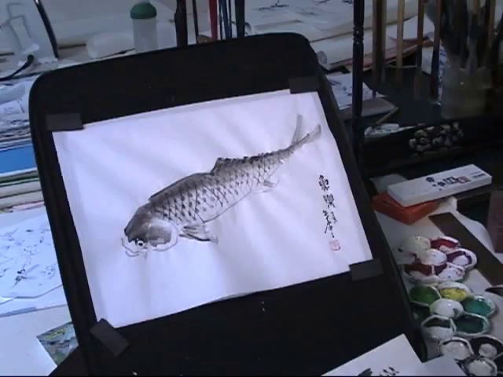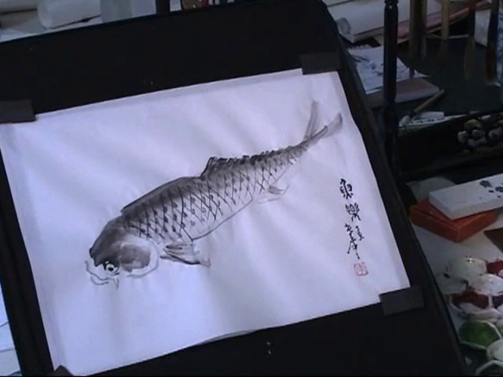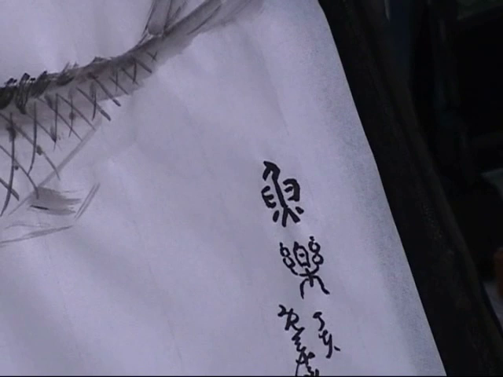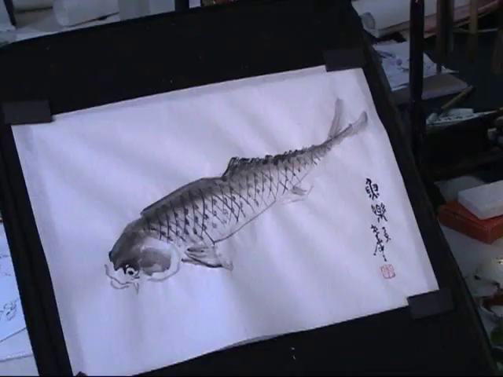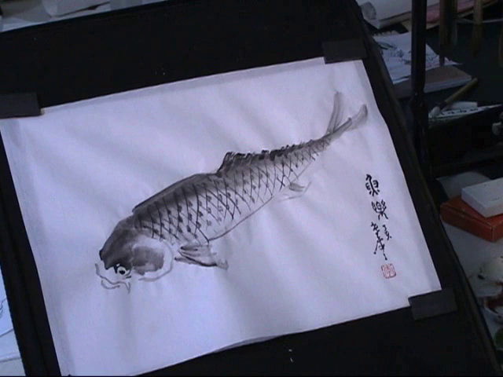Okay, let's take a look at this complete picture. Here's the fish, and the title I wrote on this picture is Happy Fish. Happy Fish is a famous story in Chinese history. It's derived from the conversation between the Taoist philosopher Zhuangzi and his friend Huizi, or Master Hui, who is a logician.